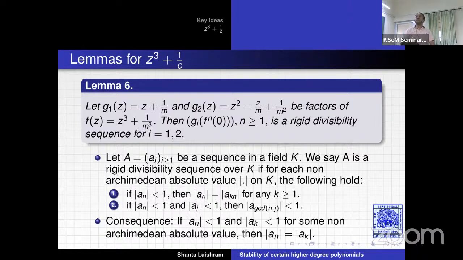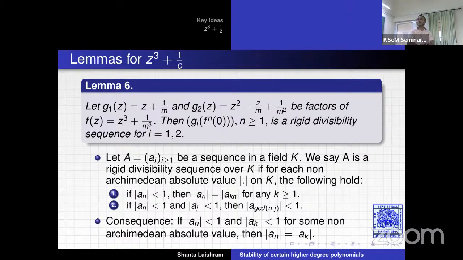So there are two irreducible factors. We use this notion of rigid derivative sequence. We have G1 is G plus 1 over M, G2 is G square minus GM plus 1 over M square. Then at 0, if you put G equal to 0 and look at this Gi of Fn at 0, this is a rigid derivative sequence. So what's a rigid derivative sequence?